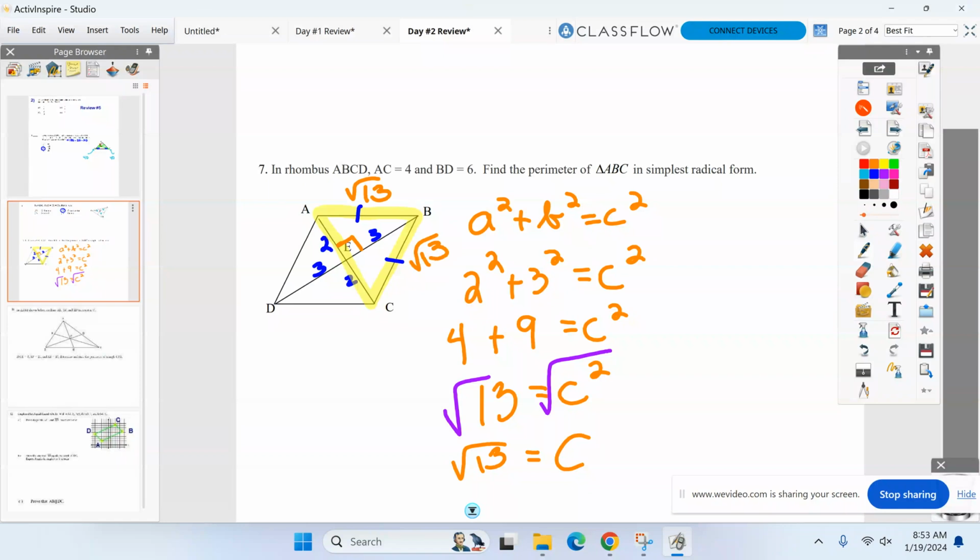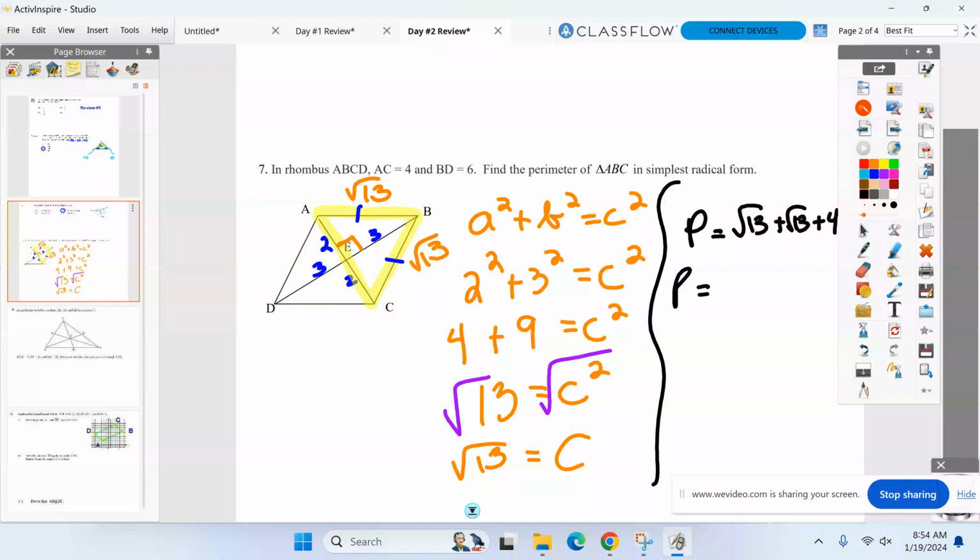And now can we find the perimeter? What are my three sides I need to add up? Radical 13 plus radical 13. And what's that third side? 4. And look, your calculator does it for you. It'll do simplest radical form right there. And it tells you the perimeter is 2 radical 13 plus 4. Whatever, it doesn't matter which one comes first.